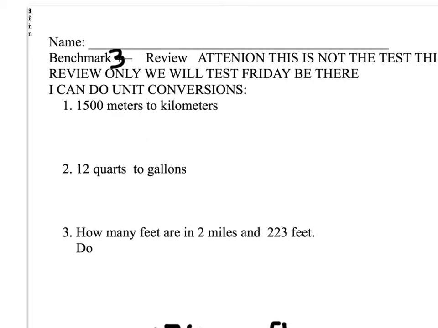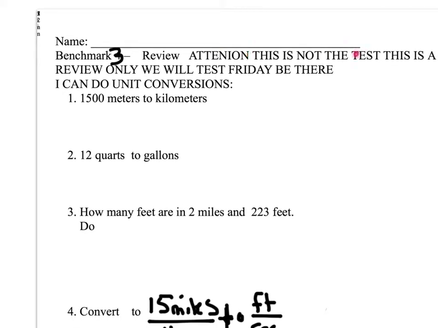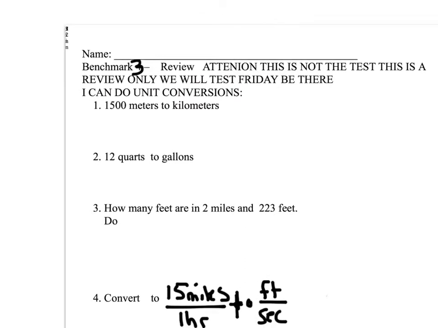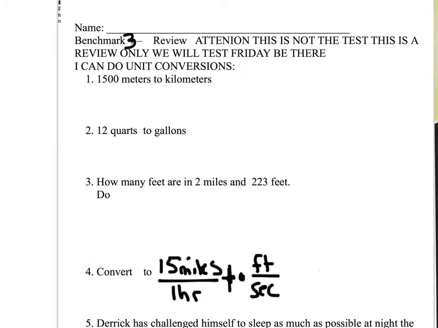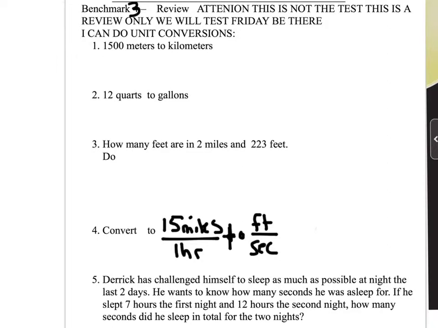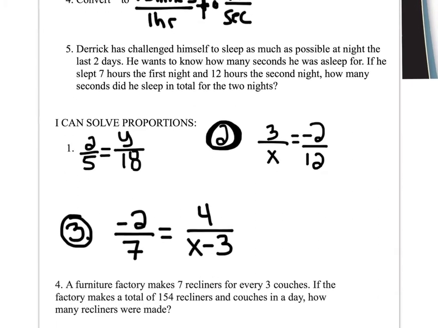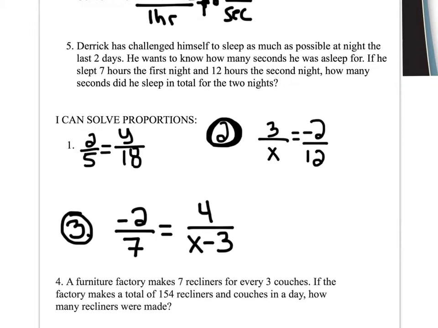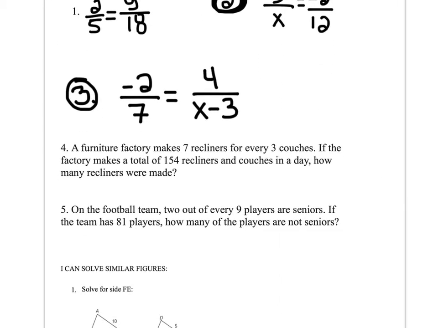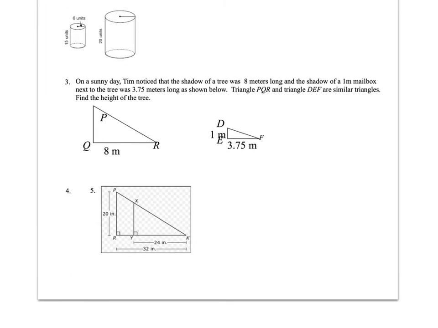This is a review for Benchmark 3 and what you'll be taking on Friday. Note at the top that this is not the test, this is a review, and you'll be taking the test Friday, you should be there. The three standards that we're testing are that you can do unit conversions. This is actually a very easy benchmark compared to the quiz and problems that we had as we worked through the unit. With a word problem here, which isn't too bad, you can solve proportions, which hopefully you can do. You can use proportions to solve some word problems and similar figures. Okay, and that would be it.